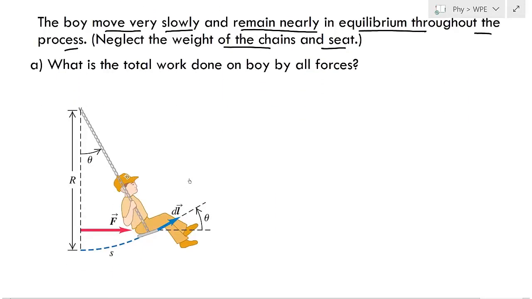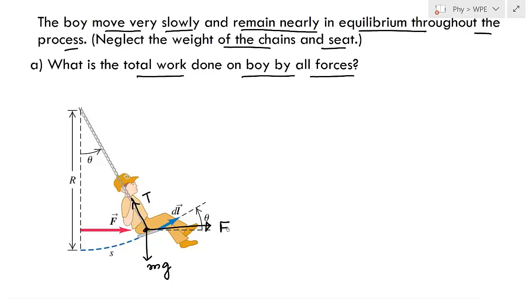Now the first part of the question is, what is the total work done by all the forces? So there are many forces acting on this boy. If you consider what are the forces acting, one is gravity mg, another is this chain force, let's call this tension T, and this force F that is applied by an external agent or some person. So these are the three forces acting on this boy. So we have to find the total work done by all the forces, in this case 3 forces.